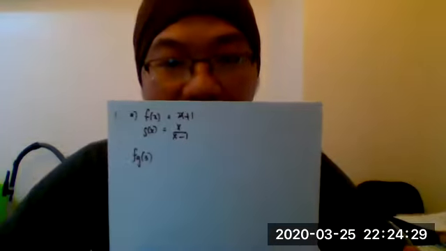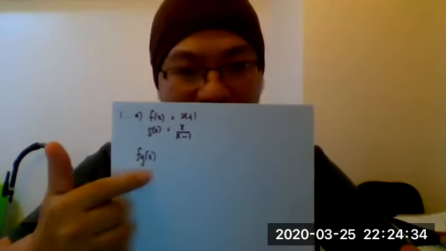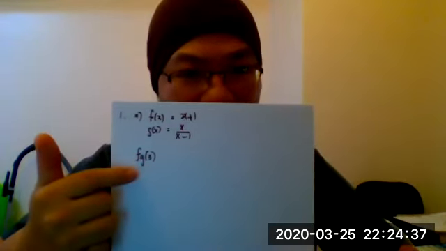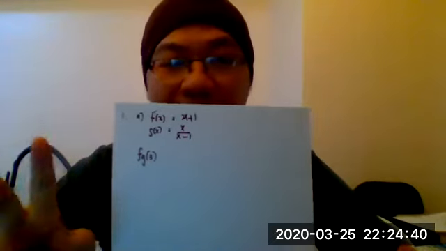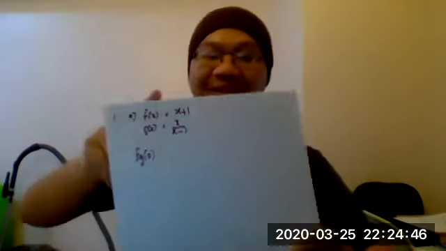So number 1A. As usual, copy f and g. f of x equals 2x plus 1, g of x equals x over x minus 1. Find fg3. Very easy. The function f of x is given, g is also given. Find fg3. This is a composite function. There are two ways: the long way or the shortcut. Shortcut. I know you guys are lazy.